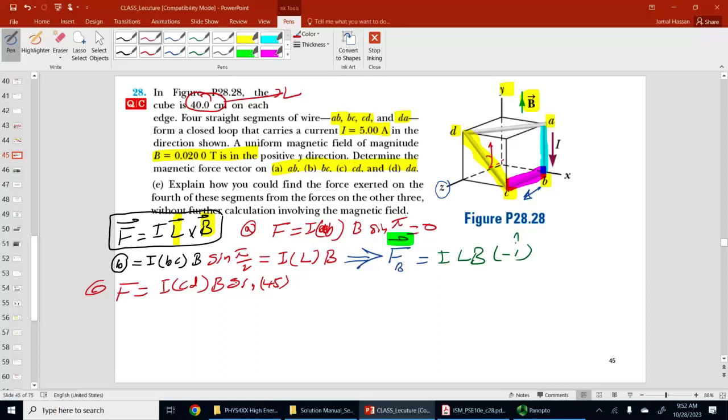45 in radian, of course. Okay, now what is CD? Well, this is equal to I times CD. So you have L, basically it is the square root of L squared plus L squared, multiplied by B multiplied by sine 45.